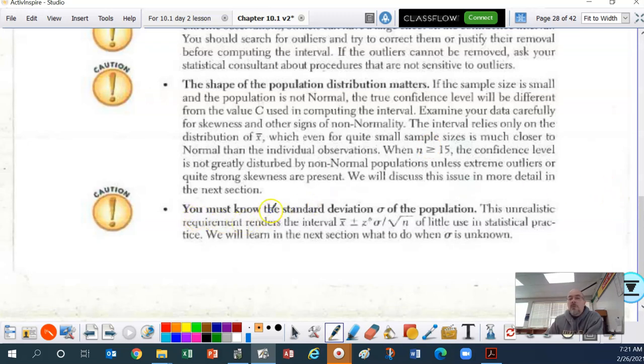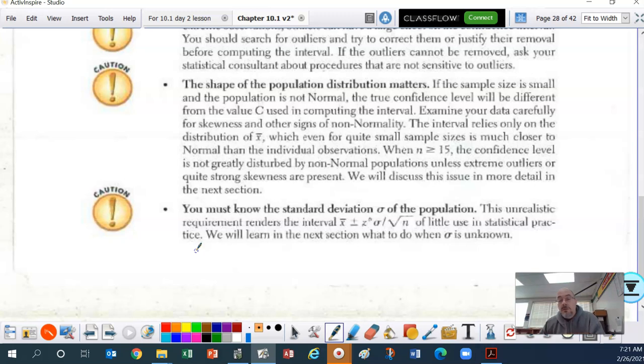And then the next one, you must know the standard deviation sigma of the population. This unrealistic requirement renders the interval of little use in statistical practice. Oh my goodness, Mr. I, are you serious? We learned all about that and then it's of little use. That's what we're going to do in chapter 10.2 and 10.3.